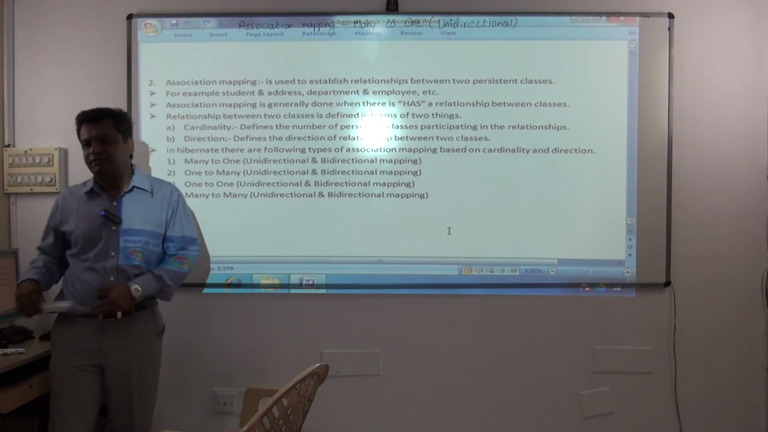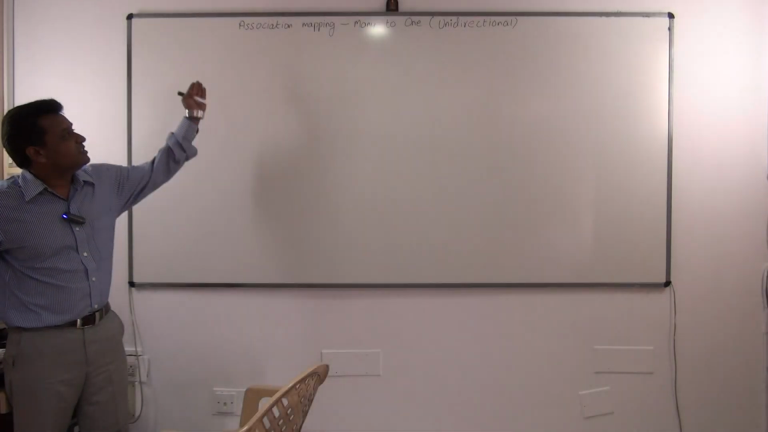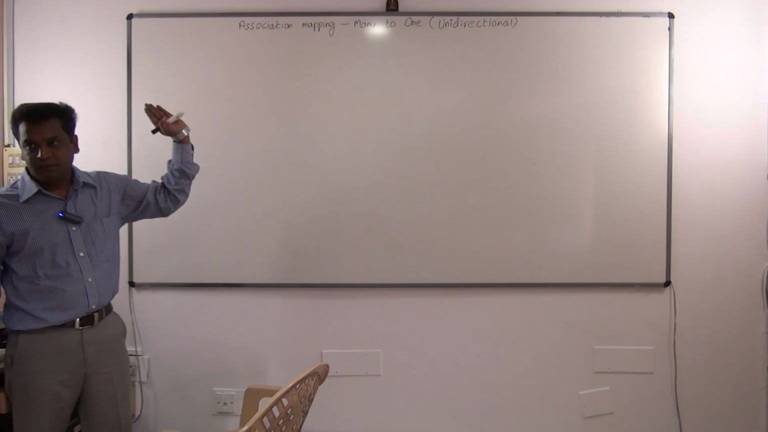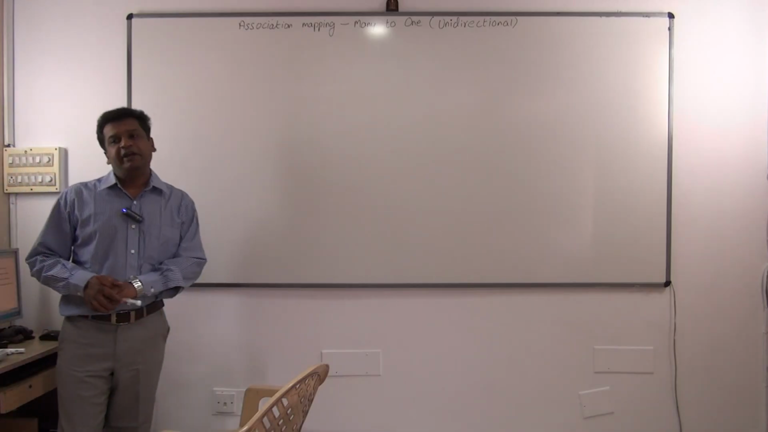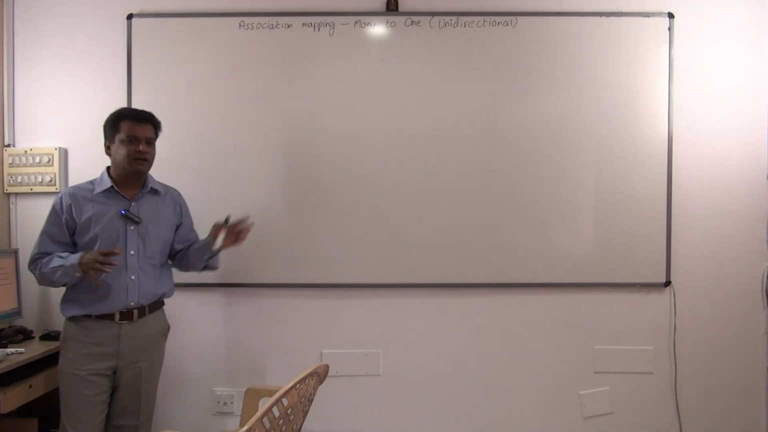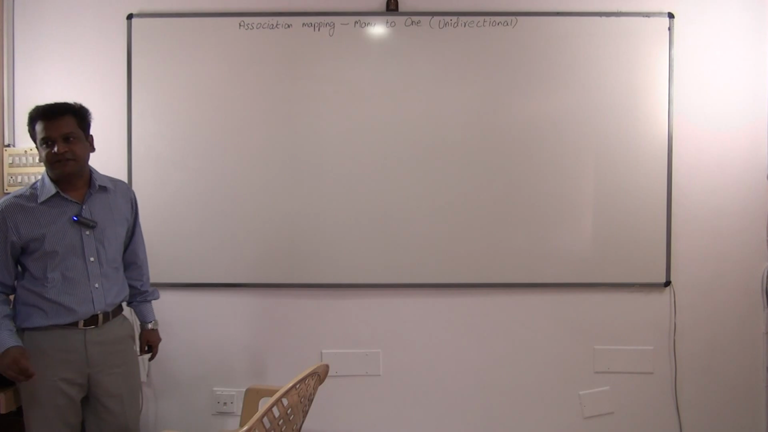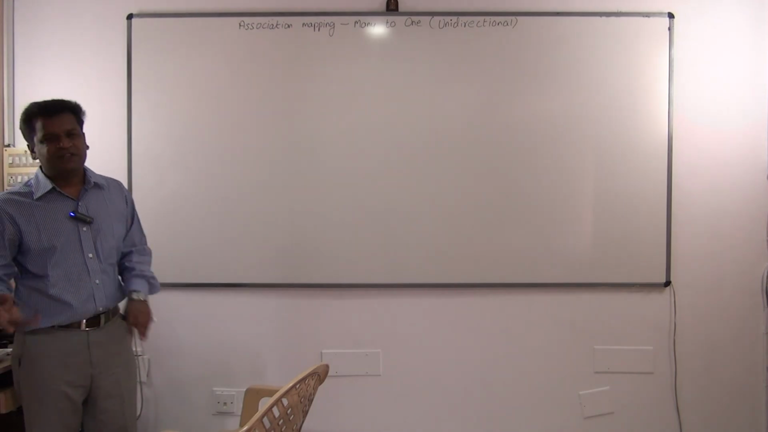I'll go with an example for many to one unidirectional mapping. That's the heading you're going to see now: Association mapping, many to one unidirectional. To understand that, let me give you an example. All these terms you will understand only with an example. Focus more on the example and output, and automatically you'll start understanding these terminologies. The example I'll take is very simple.